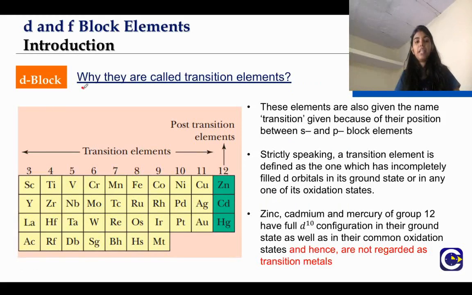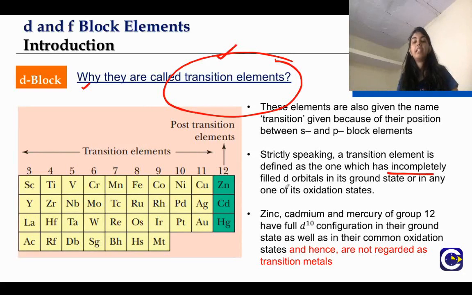Next, basically, the D block elements are called transition elements. See, why are they called transition elements? Because in going from the S to the P block, we have to pass through the D block, right? So that is why they are known as transition elements. So first we will define what transition elements are. A transition element is one in which an incomplete d orbital is present. That means the d subshell should be incomplete either in one of its common oxidation states or in the ground state. For example, let us say nickel, right?